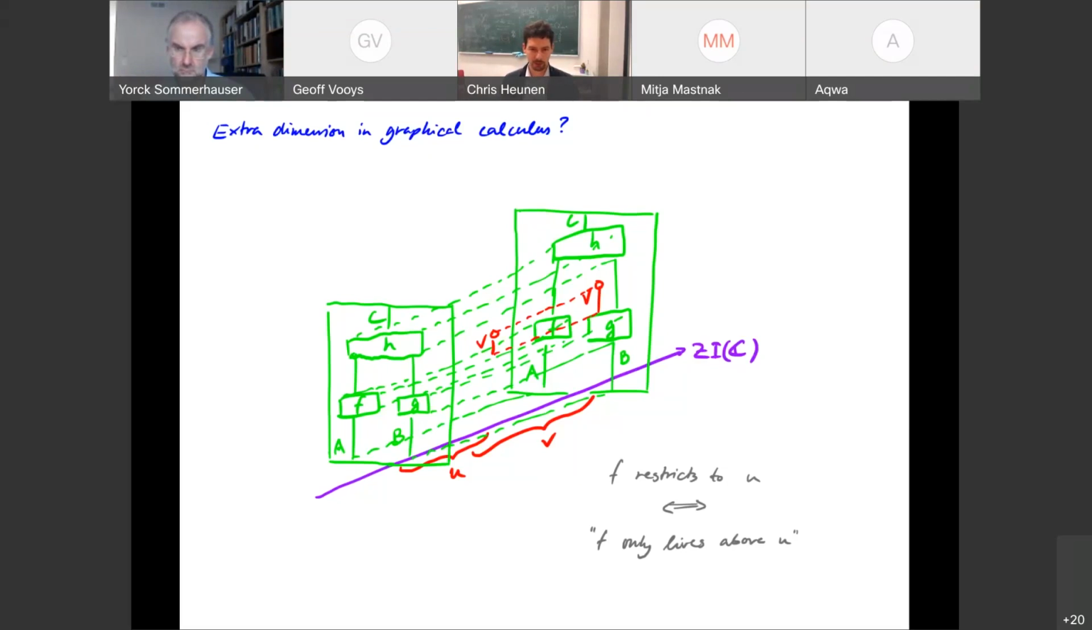I can't make this precise. This is something I'd like to do and I'm working on, to have some sort of geometry of these sorts of things and to prove a soundness and completeness theorem. But this is definitely the intuition.